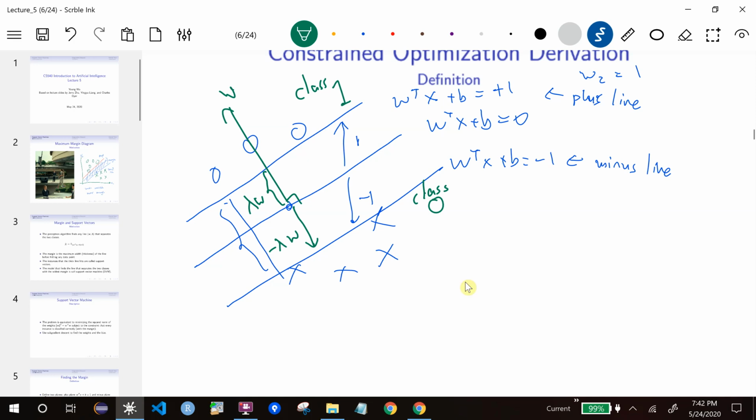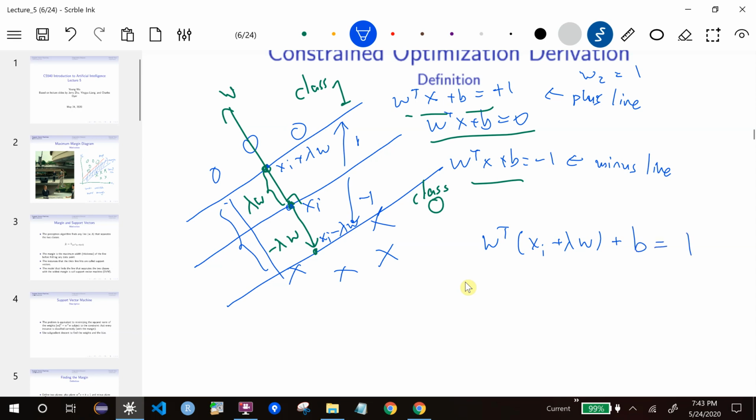But we know this point is on this line, this point is on the plus line, and this point is on the minus line. So we do have a lot of equations. Maybe we should write all of them down. Suppose we have a point, say xi, one particular point. Then this would be xi plus lambda w, and this would be xi minus lambda w. We can substitute these vectors back into the expressions. The first one will be W transpose (xi plus lambda w) plus b is equal to 1. We're going to skip the middle one, and the last one will be -1.